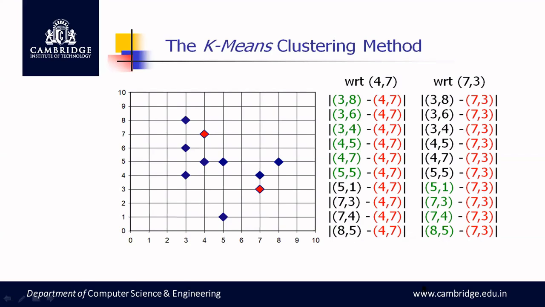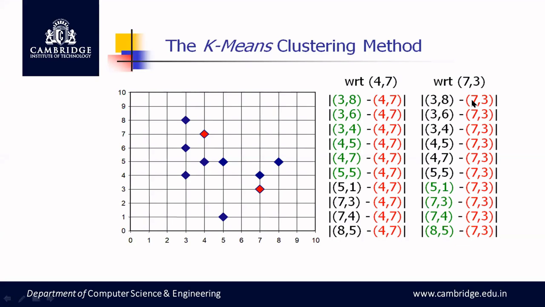So try for the first one. It is 4 minus 3 whole square plus 7 minus 8 whole square, right? So 1 square plus 1 square, so square root of 2. So here the Euclidean distance is square root of 2. You can find out the value of square root of 2.